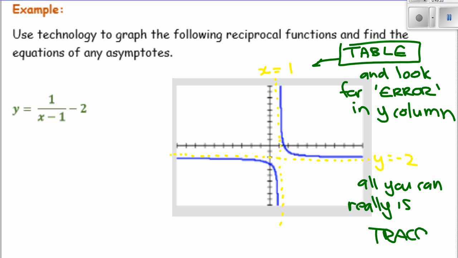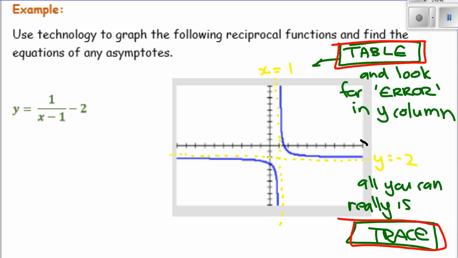There's a trace button on your calculator. There's a refresh table for that one. Yeah, oh, and my graph's missing my X label and my Y label.